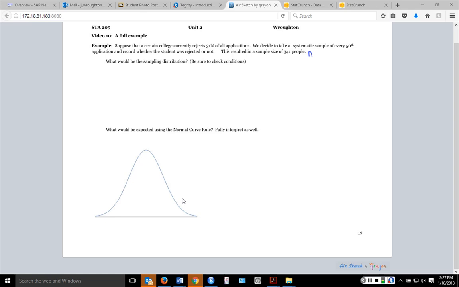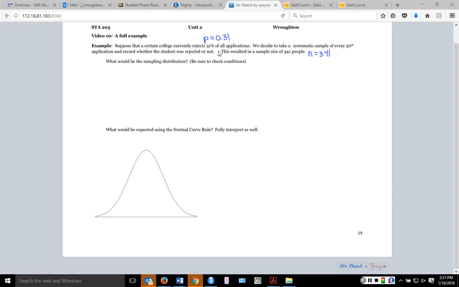Alright, so things I know. I know my sample size is 341. I also need to figure out what this 31% is. So it's either going to be a P or a P hat. So remember the difference. A P is a population proportion. P hat is a sample proportion. So where does this 31% come from? It comes from all applications. So that means that's going to be a population value for me. So that means that P is going to be 0.31.